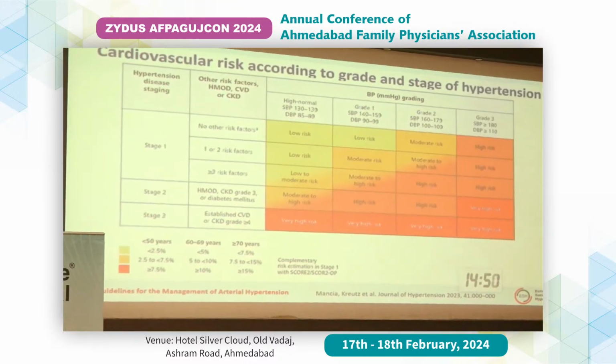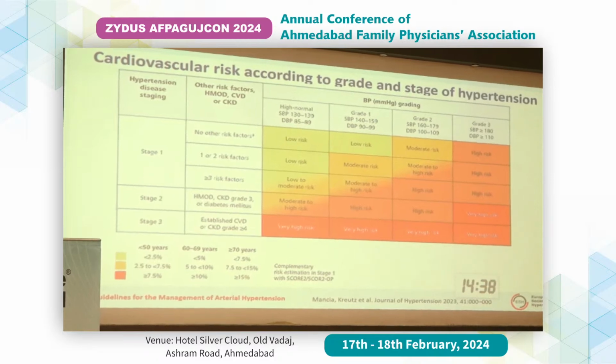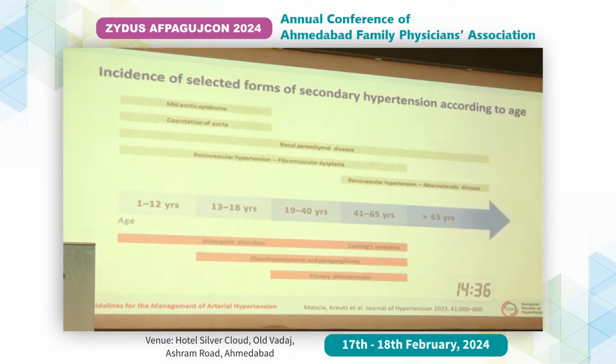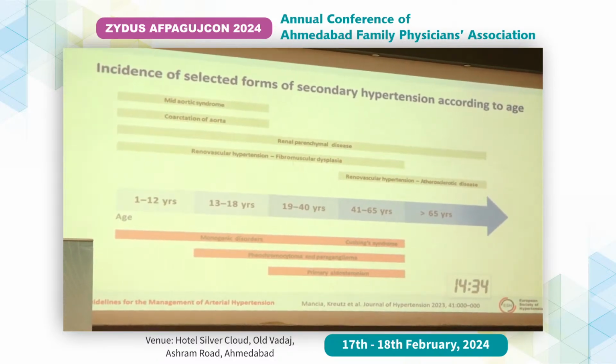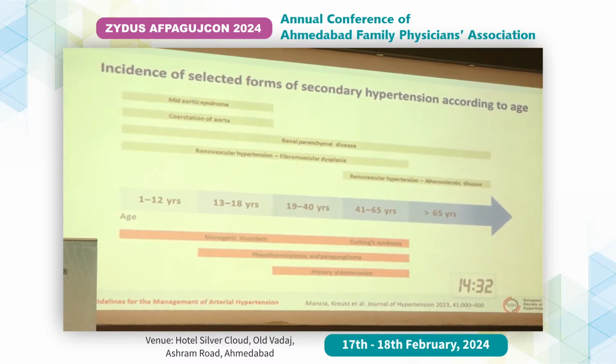Again, there is a cardiovascular risk according to the grades and stage of hypertension. I'm not going to go into the details of this. If a patient has stage 1, the risk is low. If a patient has stage 3, naturally it is very high risk, and so we need to control those patients aggressively.